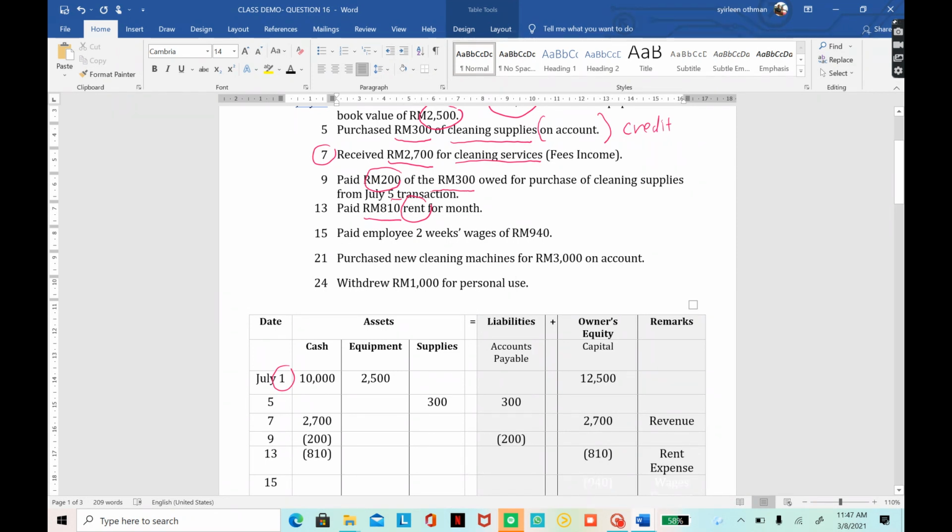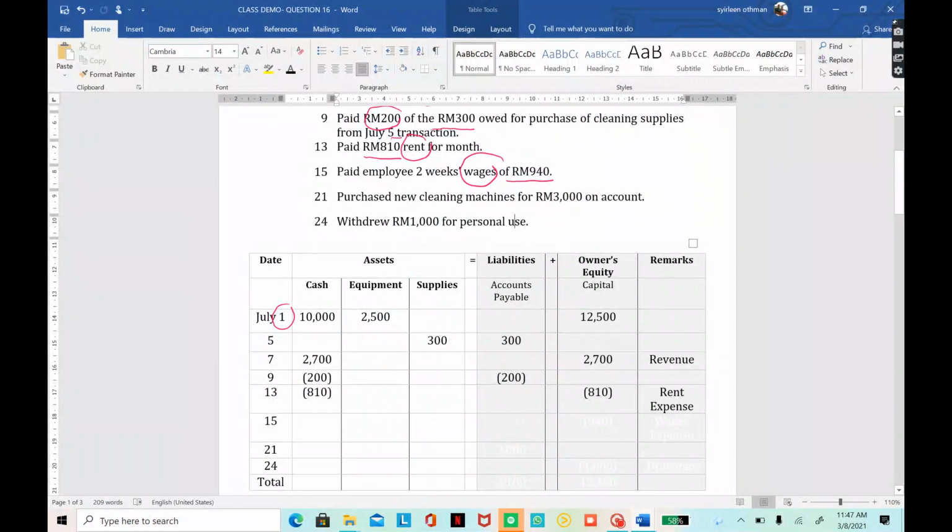On 15th of July, he paid 2 weeks' wages, and the amount of the wages he's paying is 940 ringgit. So on 15th of July, we will deduct 940 ringgit from the cash column, and we will do the same thing to the owner's equity column, which is the capital. We will minus 940 ringgit because we are paying for the wages expense, or you can also use salaries expense.